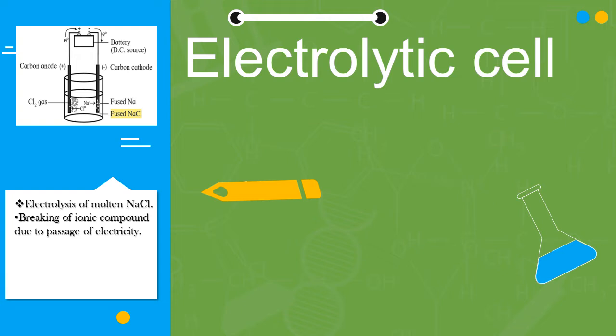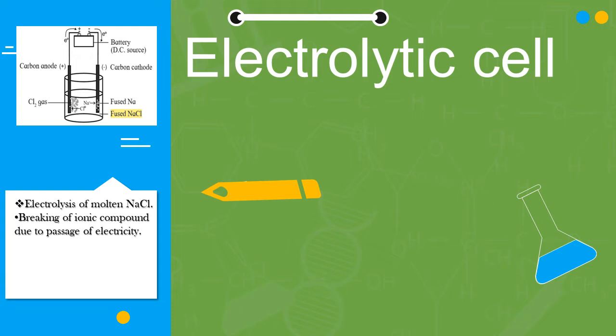Molten NaCl is nothing but the liquid state of NaCl, which is formed by heating solid NaCl. As we know, solid NaCl is a bad conductor of electricity, but fused NaCl or molten NaCl is a good conductor of electricity because of ionization.